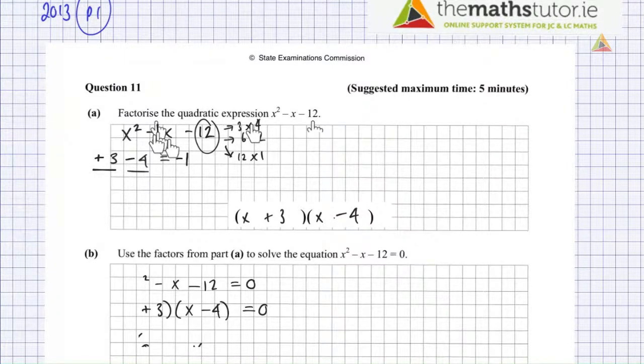Second one, so x minus 4 equals 0. So we're going to bring minus 4 over here. So x is equal to 0 plus 4. So x is equal to 4. That's your other solution. So that's question 11 there from 2013, and that's done the exact same way. So I have another exam question that I'm going to do now on the next slide.